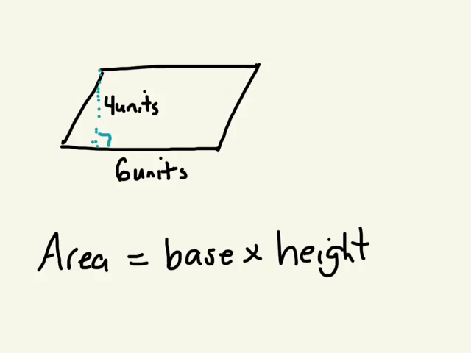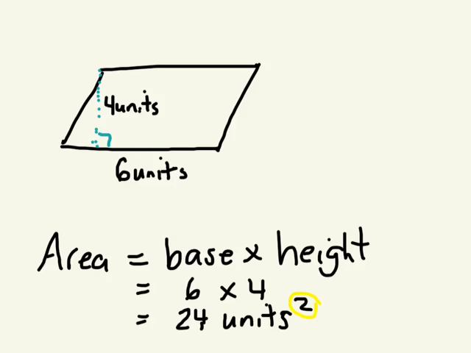And this is for the parallelogram, okay? And in this case, it would be 6 times 4. What would the area be? 6 times 4 is 24 units, right? Squared. Okay, anytime you have area, you have to include that the answer is square units.